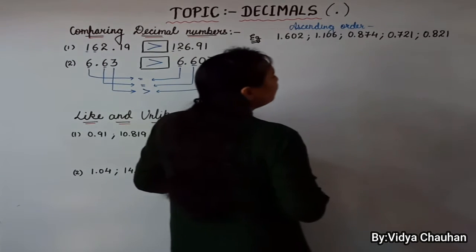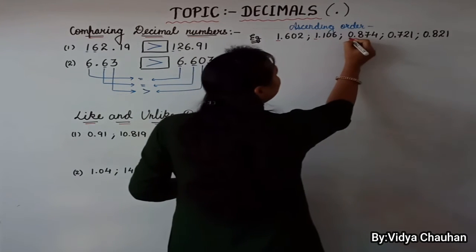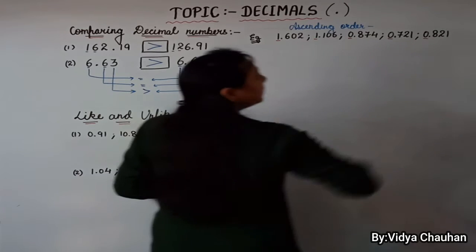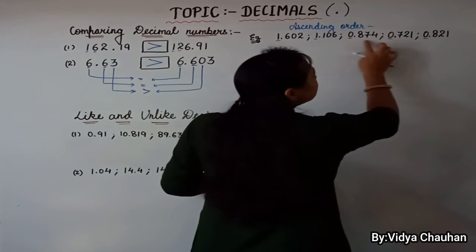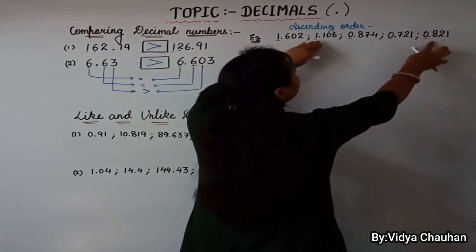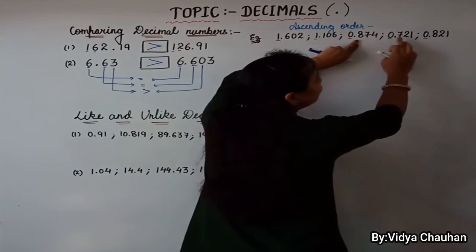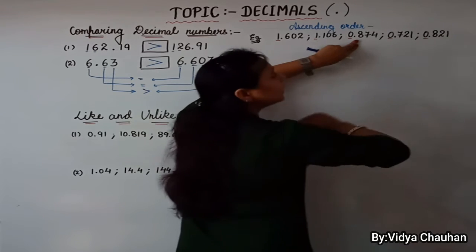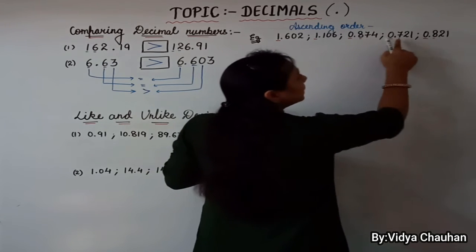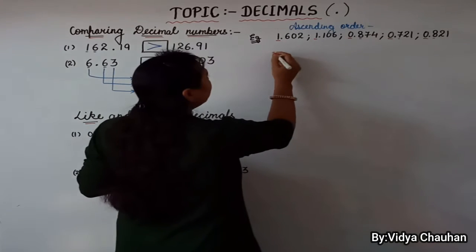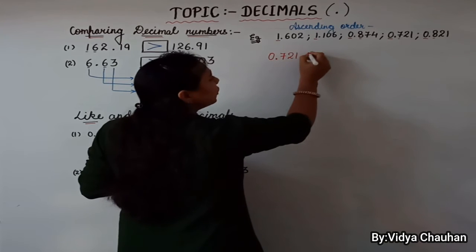So very first, if we talk about the smallest number, compare the digits before the decimal: 1, 1, 0, 0, 0. That means these three values are small. These two are having 1, that means they both are greater. Now we have to find out which is the smallest value among these three numbers. So comparing the next digit, 8, 7, 8. So 7 is the smallest value. So the very first number which will come here is 0.721. This is the smallest number.